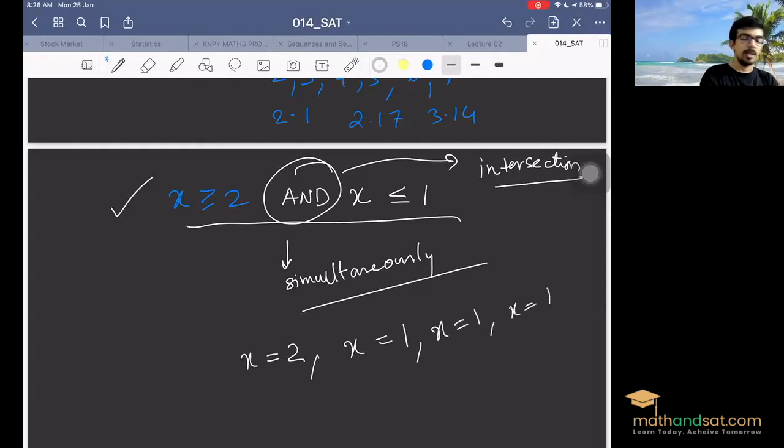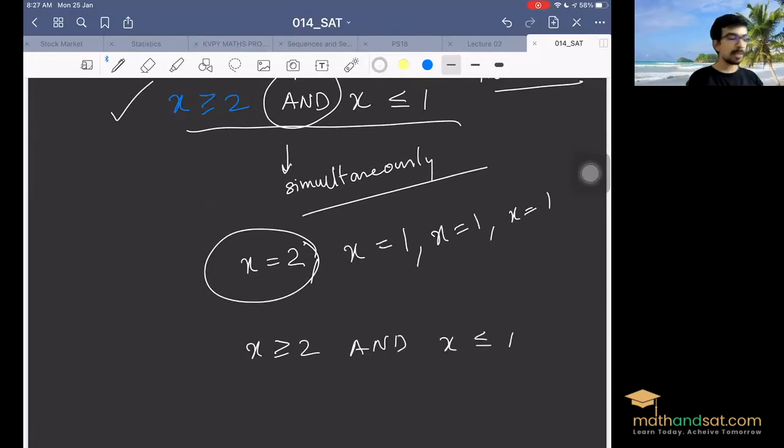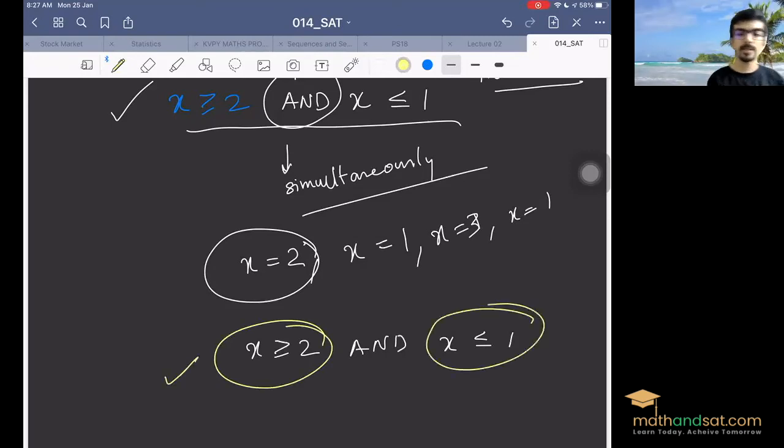Okay, let's say x is equal to 2. When you put x is equal to 2, we have to satisfy x greater than or equal to 2 and x less than or equal to 1. The first condition is satisfied, but the second condition, is 2 less than or equal to 1? Is 2 smaller than 1? No, that's not true. So this is not a solution.